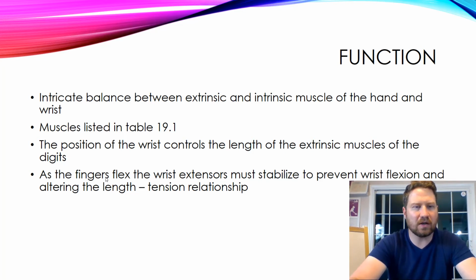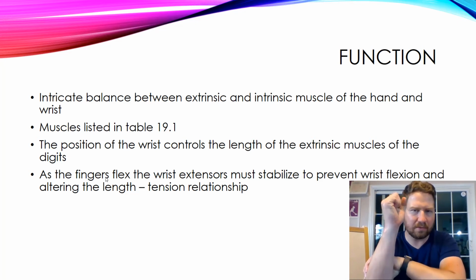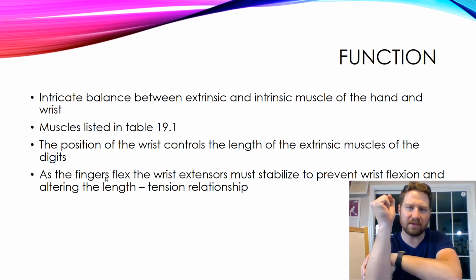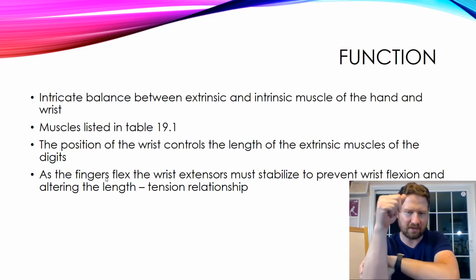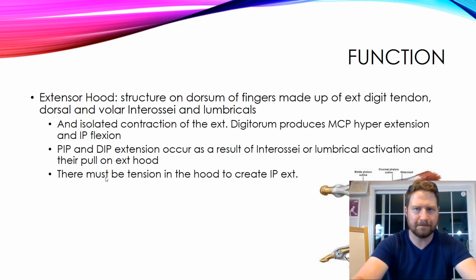Okay. We also talked about the role of your wrist extensors during grasp. So they must contract and stabilize so that you don't go into over wrist flexion and mess up that length-tension relationship. Talked about that again. If you have questions, write them down, and we'll go over those questions as needed.